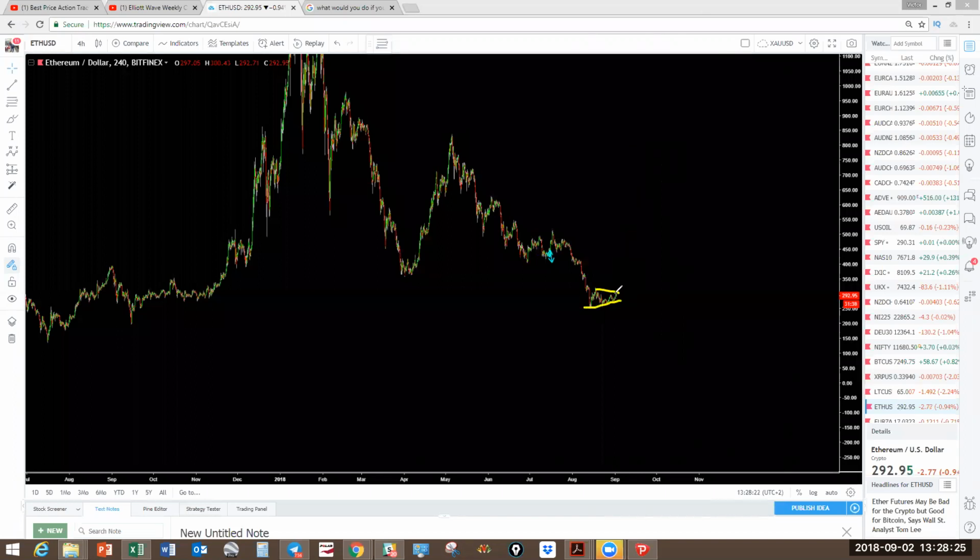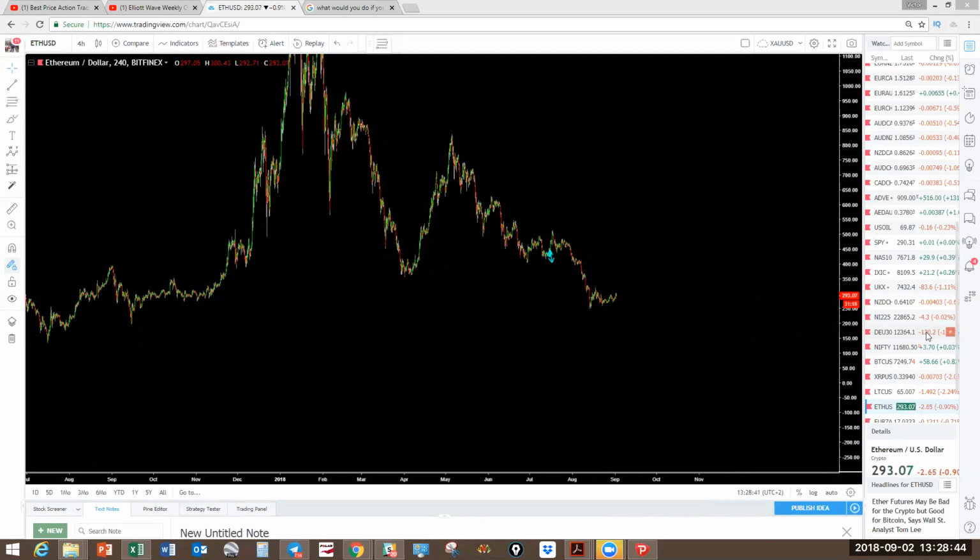If this structure keeps coming down like this, then we're going to change the count and expect further downside for Ethereum. So for both Litecoin and Ethereum, wait for these structures to complete. I'm anticipating them to break to the downside. Bitcoin has the exact same similar structure in the lower degree as well.